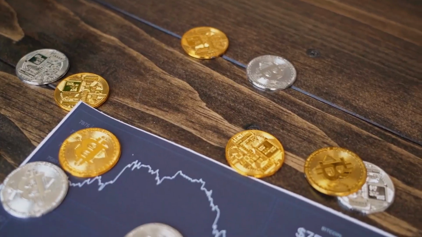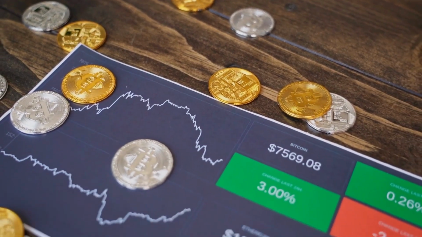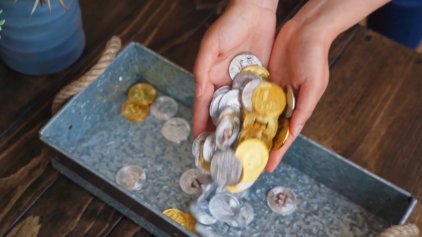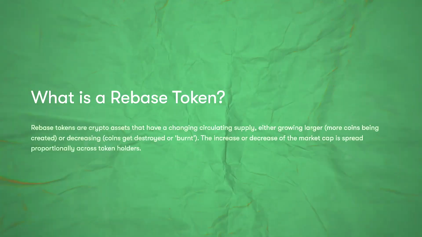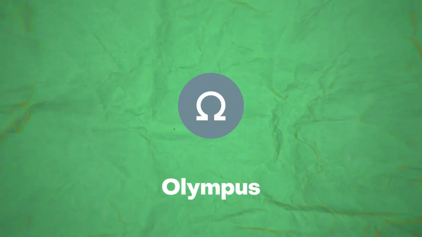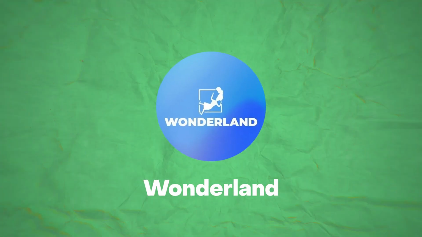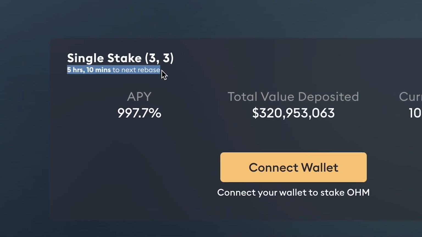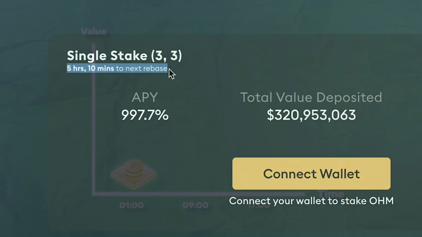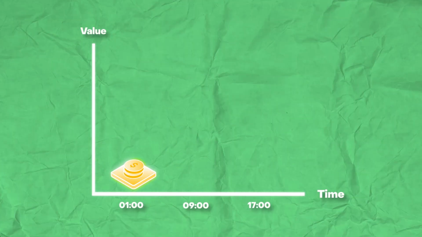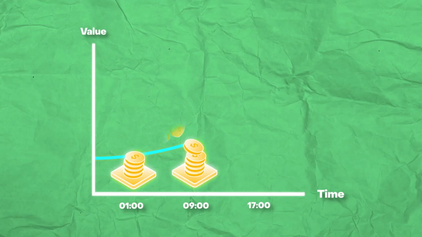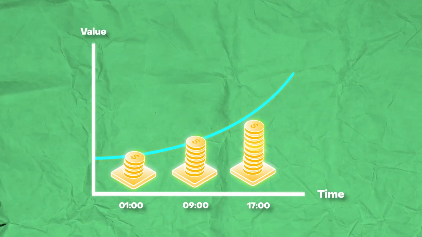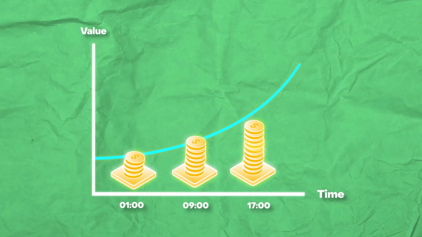However, when it comes to crypto, APY is computed variably, depending on how frequently the yield is dispersed. For example, rebase tokens such as Olympus, Wonderland, and Klima allow depositors to earn rewards every epoch, usually every 8 hours. This means that your deposited tokens will effectively compound 3 times within a day, resulting in a much higher APY than if your tokens were only compounded daily.